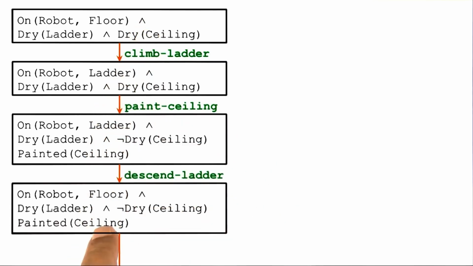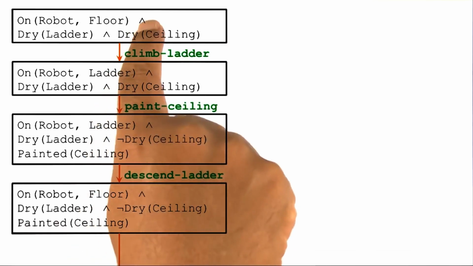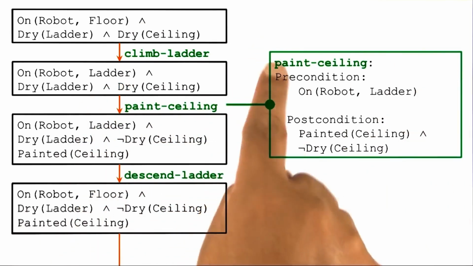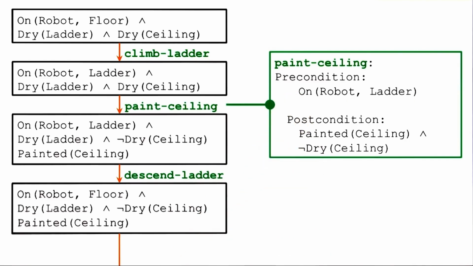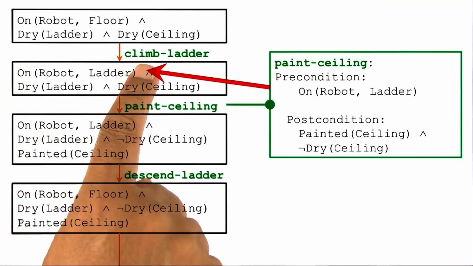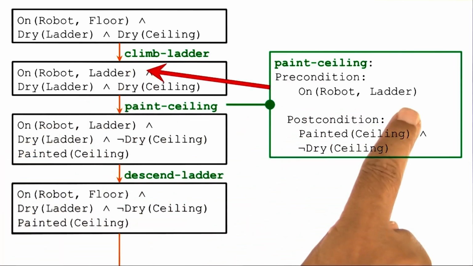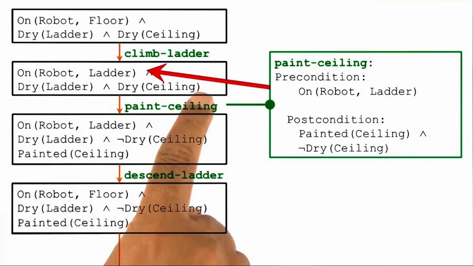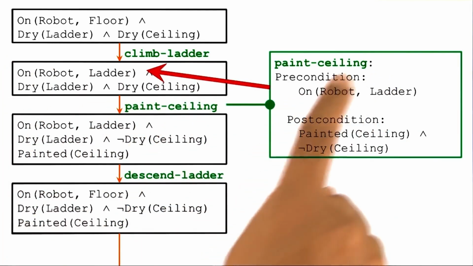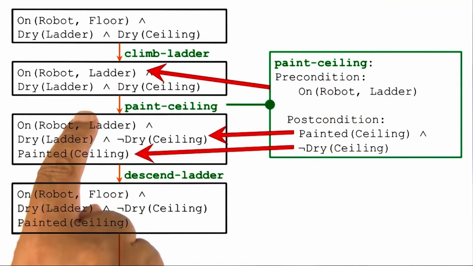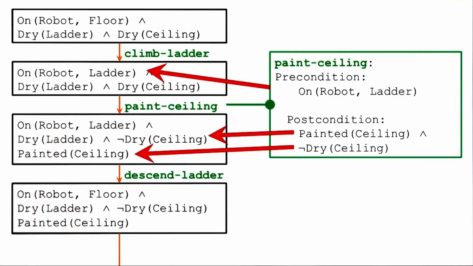A series of states punctuated by the operators that transform one state into another. Here we have expanded this operator, paint ceiling, on the right to specify its preconditions and postconditions, and there are several things noteworthy here. Note that the preconditions of this operator exactly match the predecessor state. So we have on-robot ladder here, and we have on-robot ladder here. So some assertions of the world are true here, and those assertions match the precondition, which is why this operator is applicable. Similarly, the postconditions of this operator directly match the assertions about the world in the successor state.